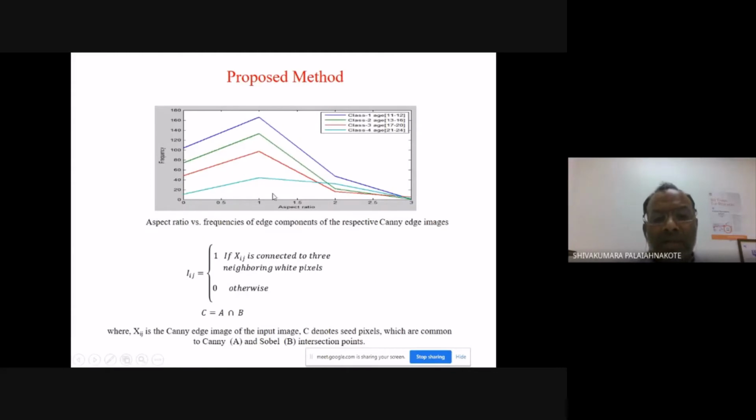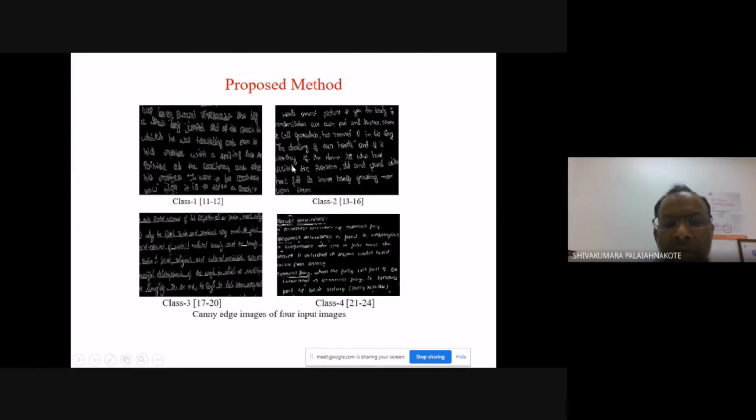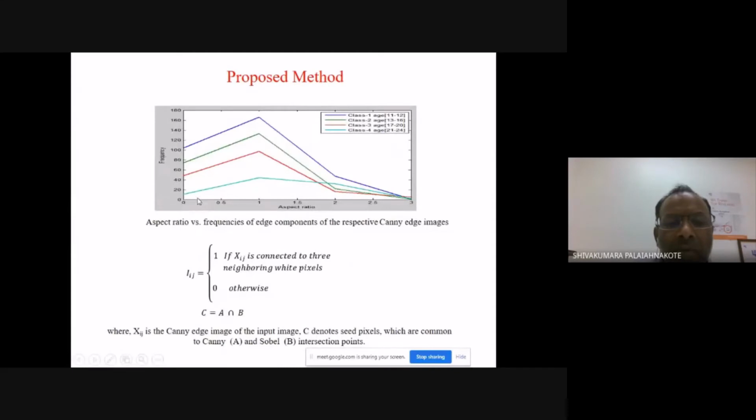So just look at this diagram here. There's a graph here. We try to calculate the aspect ratio of each component. That means this is one component for us. This is a Canny edge image, and it's connected component labeling. So we take each component, and for every component we calculate the aspect ratio. Aspect ratio is something like height and width. It is a very simple formula.